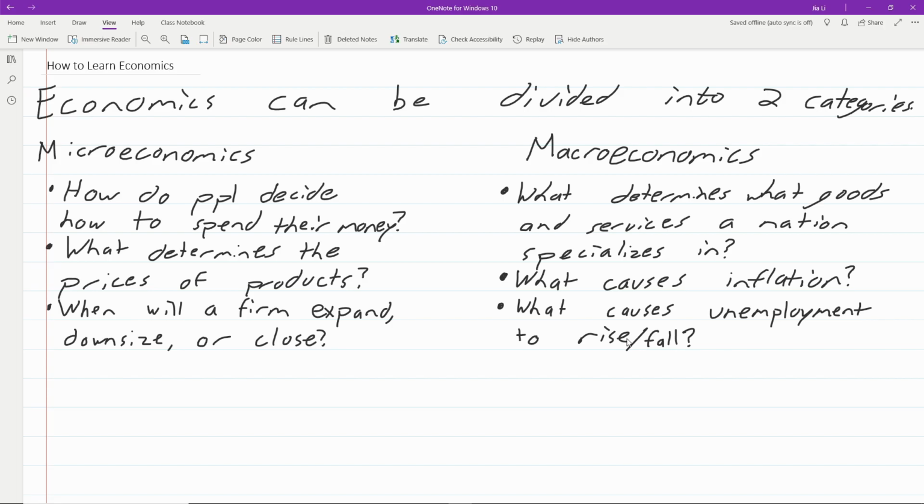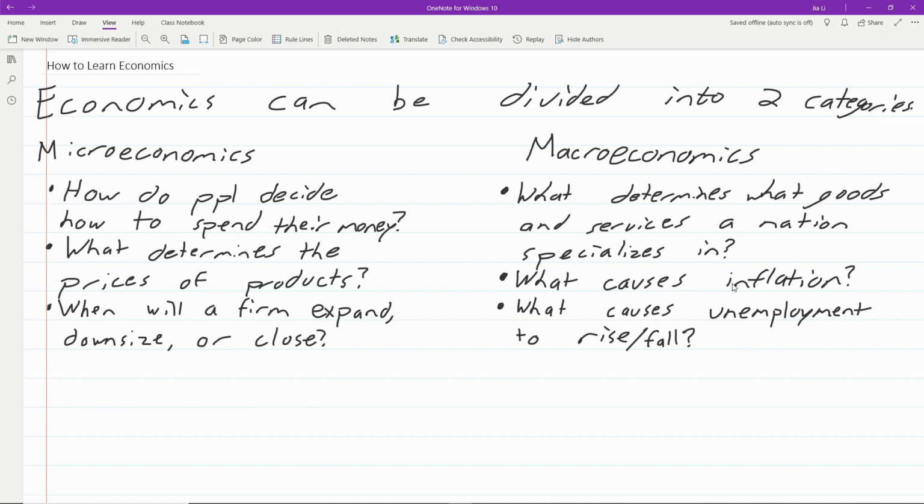So hopefully you can see how micro versus macroeconomics deal with the same core ideas. The first pair of questions is about how we know what types of things we want to spend our money on, and what types of things we want to produce at our jobs. The second pair of questions deals with prices. The third pair of questions deals with jobs. The difference really is just the scale of what we're looking at: smaller scale for micro, larger scale for macro.